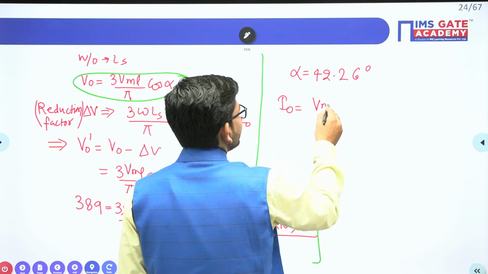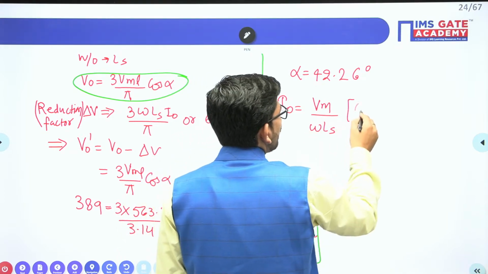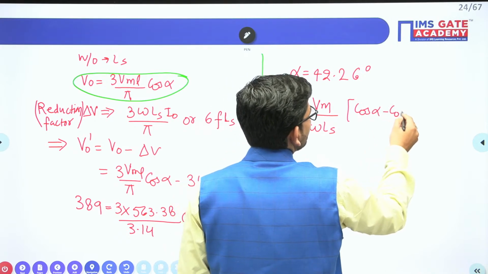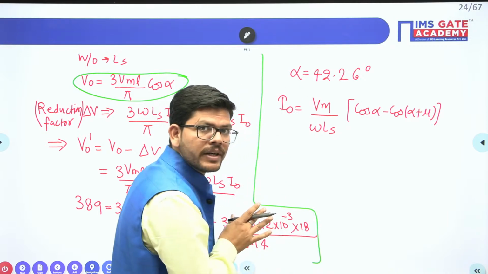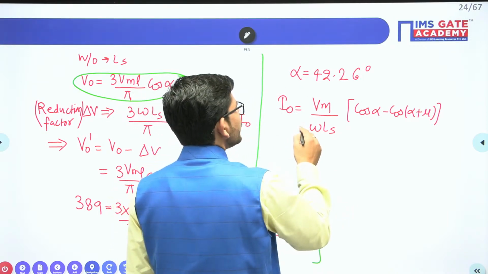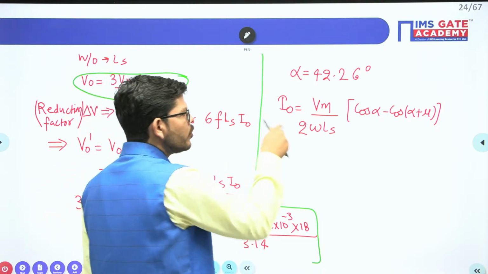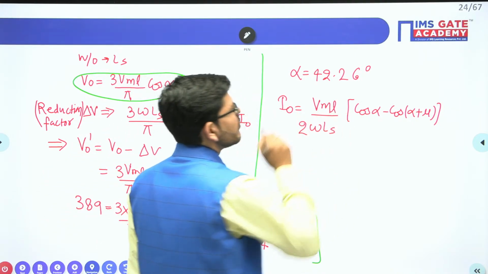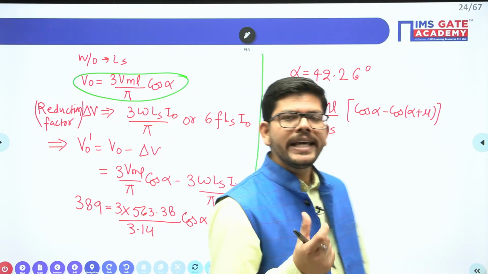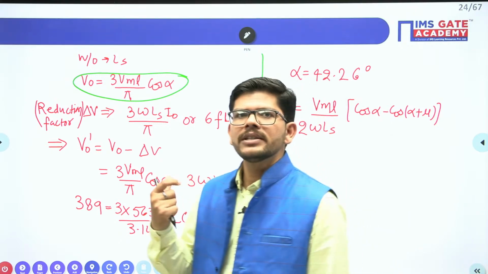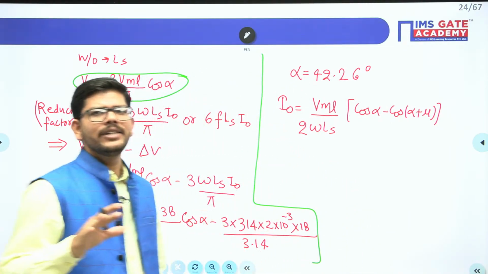If it is single pulse converter, we have Vm by omega Ls, cos alpha minus cos of alpha plus mu. This is for single pulse converter. If this is 2 pulse converter, 2 will be there. If it is 3-phase converter, this 2 will be there and this Vm will become VML. So guys, are you able to see how easily you can remember these formulas, isn't it? No rocket science, very easy to remember.